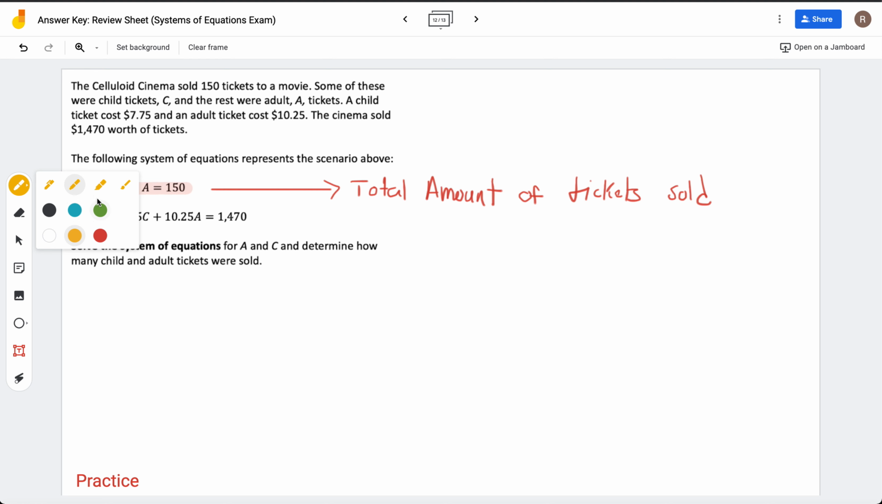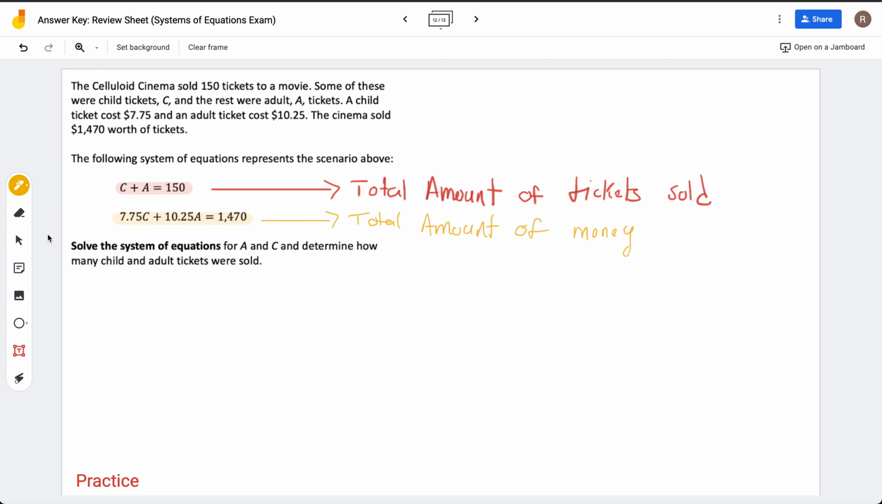And then we have a second equation. This second equation says $7.75C plus 10.25A is equal to 1,470. So 7.75 is the cost of a child's ticket, 10.25 is the cost of an adult's ticket. So this here is the total amount of money made from selling tickets. Now, I might have to erase some of this because of space, but we will see.